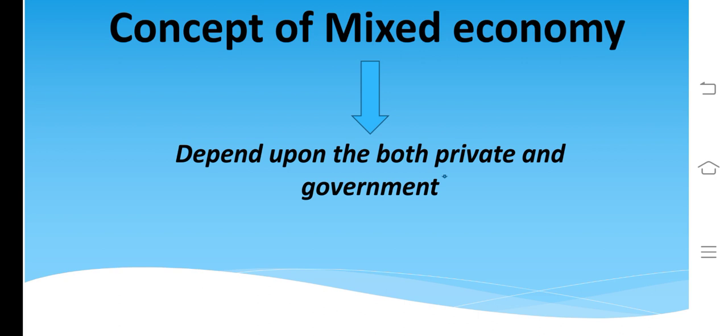The mixed economy. As by the name, mixture, definitely it can be a mixture of two things. So we can say it is the mixture of the previous two economies. Which were the previous economies? Capitalist economy and the socialist economy. So in short, the mixed economy is a mixture of the capitalist economy and the socialist economy. It means some features of capitalist and some features of socialist economies are here in this type of economy. As it has been written here, this economy depends upon both the private sector as well as the government.